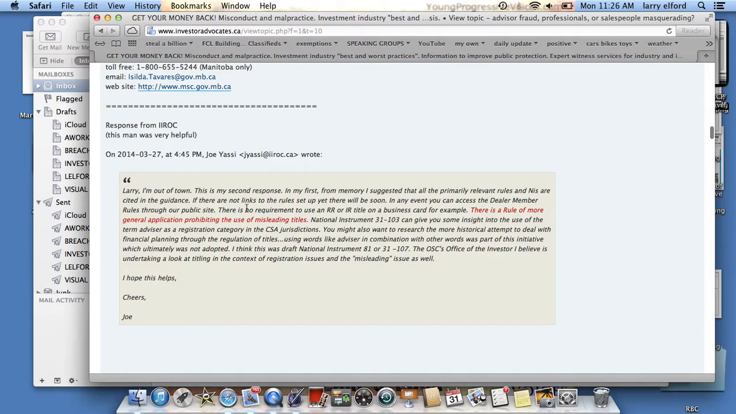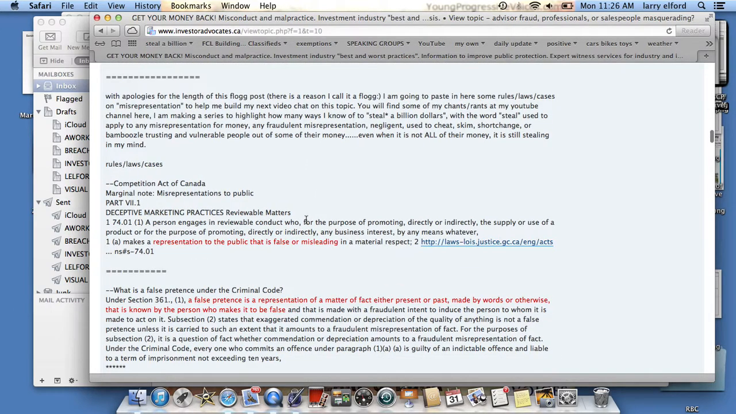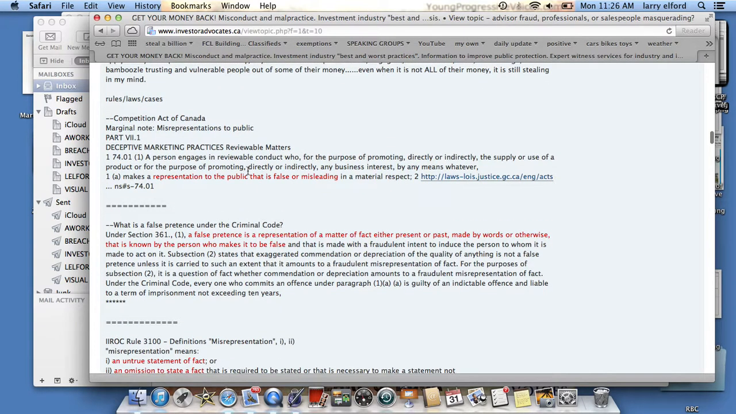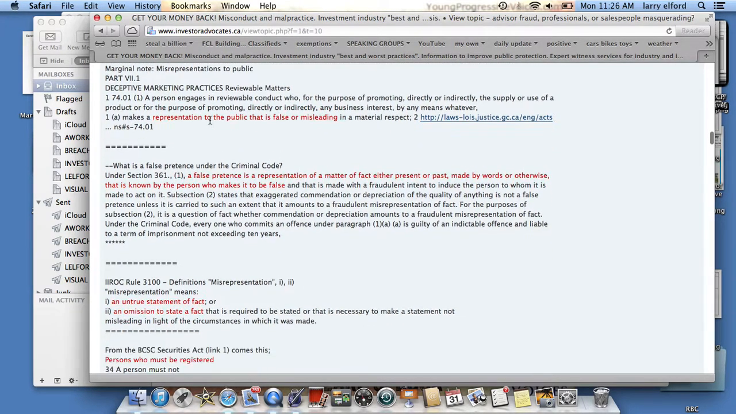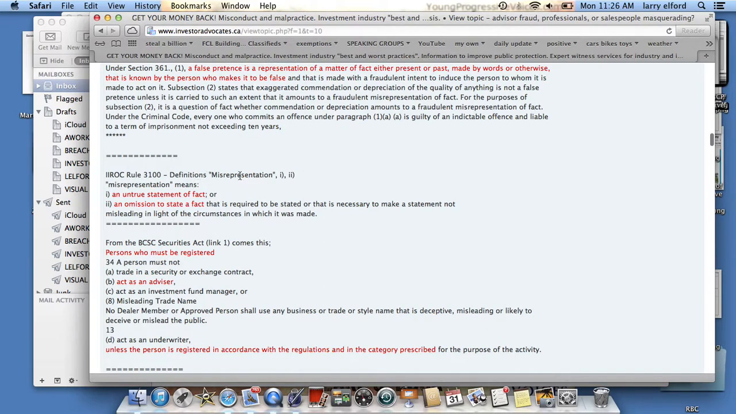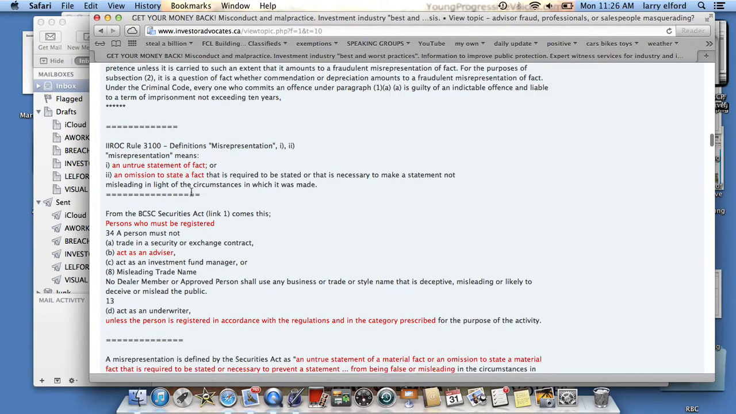There is a rule of more general application prohibiting the use of misleading titles, but they certainly don't follow that. And deceptive marketing practices under the Competition Act: a representation to the public that is false or misleading. If you can get the Competition Act of Canada to put something in writing on this, I will eat my hat. Tried that. False pretense under the Criminal Code. Misrepresentation rules in IROC: an untrue statement of fact, or omission to state a fact.